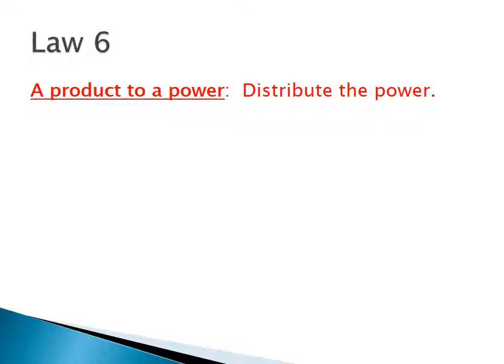The sixth law is when we have a product to a power. When we have a product raised to the same power, we need to distribute the power. Let's take an example. We have 7 times 3 to the second. What we can do is to distribute the 2 and end up with 7 to the second multiplied by 3 to the second.